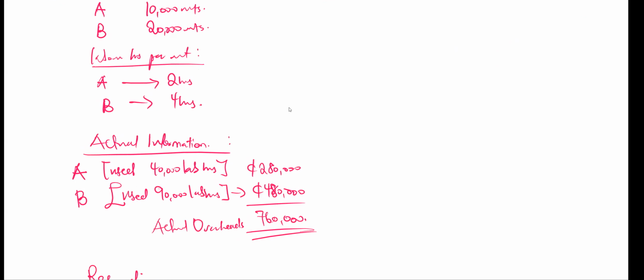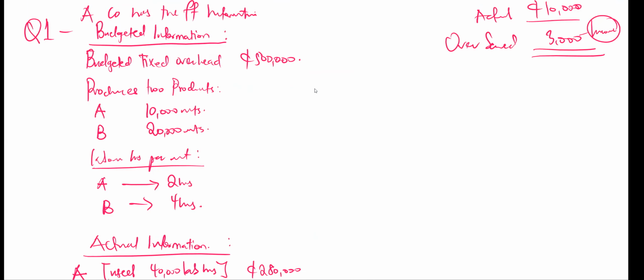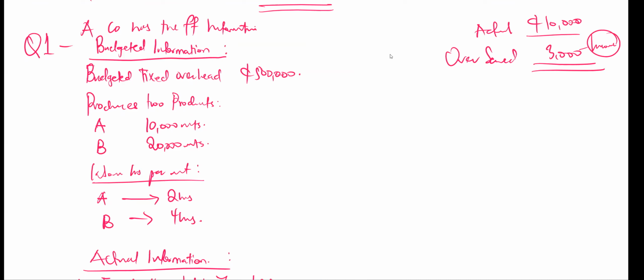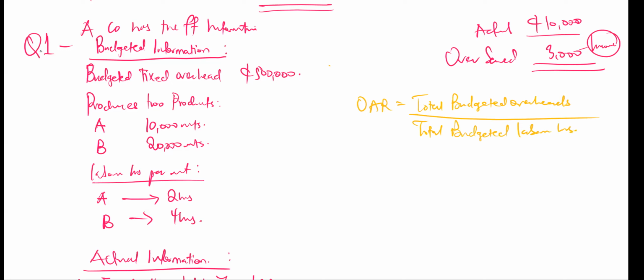Is that okay? So now with the information that we've gotten, I believe everyone can calculate OAR, can't we? We all learned how to calculate the overhead. The OAR is the total budgeted overhead divided over the total budgeted activity or absorption basis. So OAR gives us our total budgeted overheads over our total budgeted labor hours, right? Because here it's only labor hours we had.